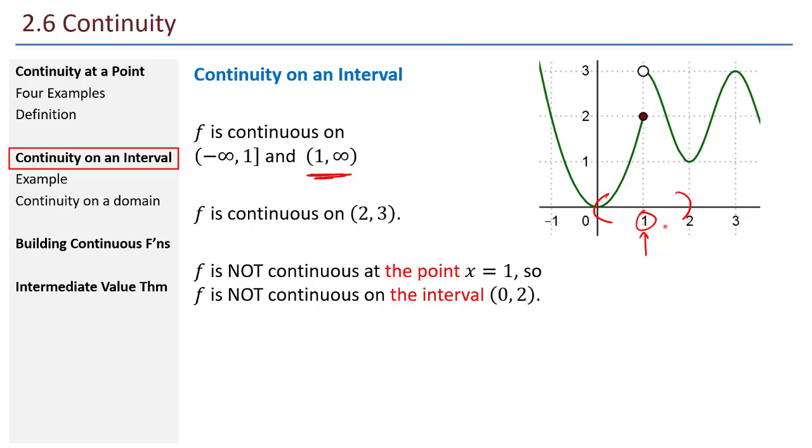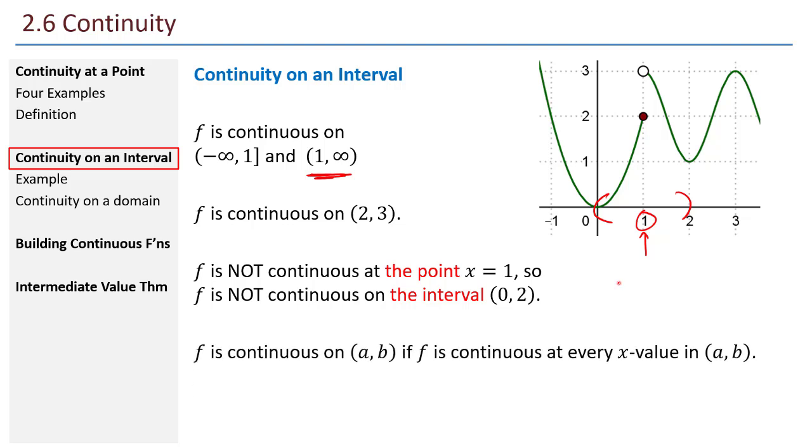So what is the upshot of all this? How do I know if a function is continuous on an interval? F is continuous on the open interval from a to b if f is continuous at every x value in the interval from a to b. So being continuous on an interval just means it's continuous at every point in that interval.